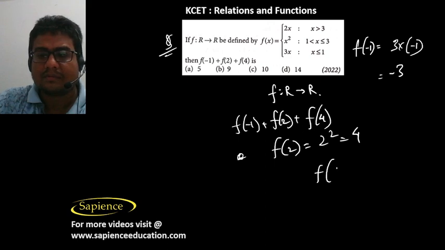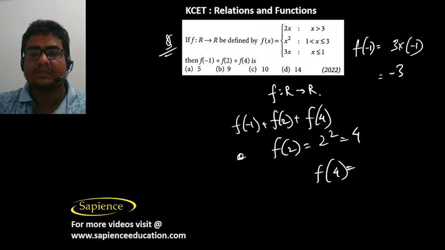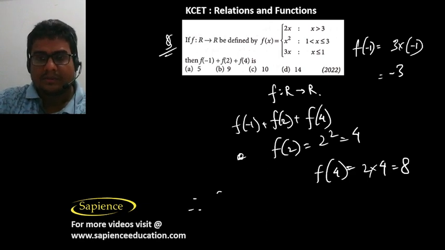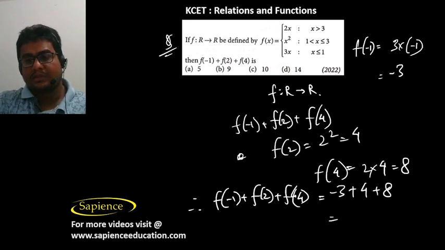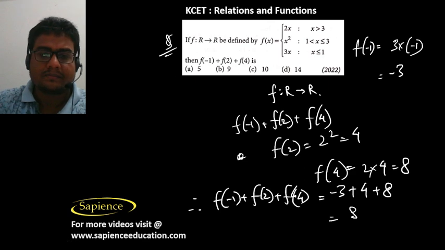And f of 4, 4 is more than 3. So I should use the first definition, which is 2x. So that is 2 into 4, that is equal to 8. Now f of minus 1 plus f of 2 plus f of 4 will be equal to f of minus 1 is minus 3 plus f of 2 is 4 plus f of 4 is 8. So this will be 4 minus 3, which is 1. 1 plus 8, that is 9.